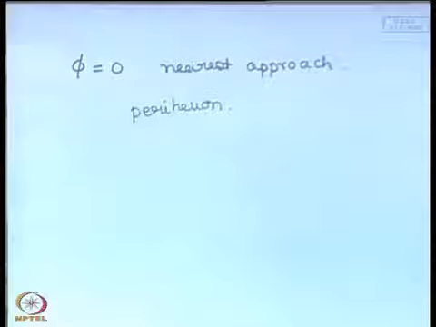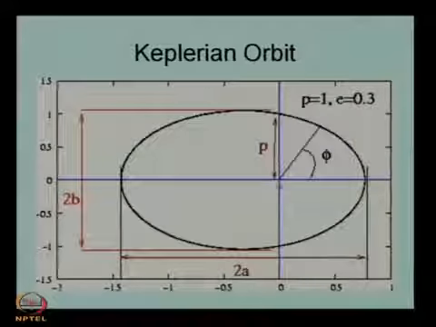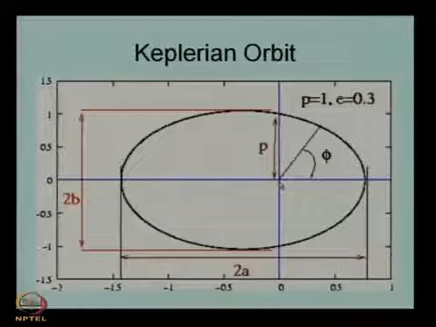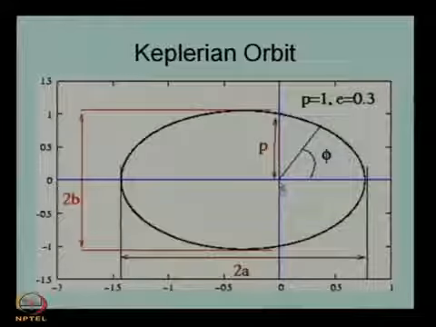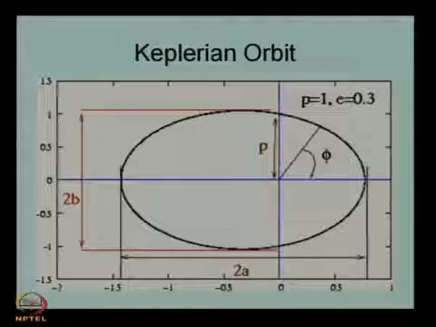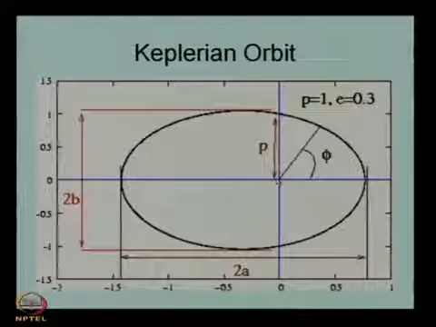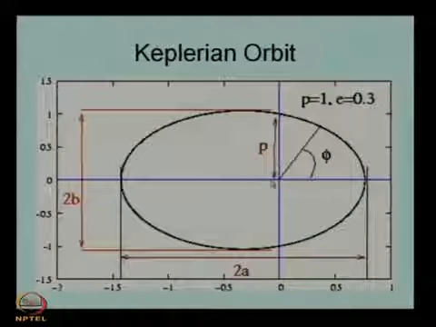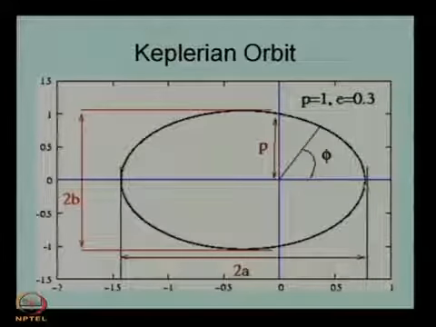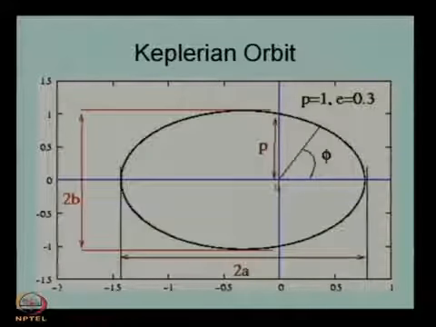And recollect that if I start off with a two body system, then this is one of the focuses of the ellipse. This corresponds to the center of mass of the two particles. So, one of the focuses corresponds to the center of mass, and phi is the angle with respect to the position where the orbit is closest to the focus, to the center of mass.